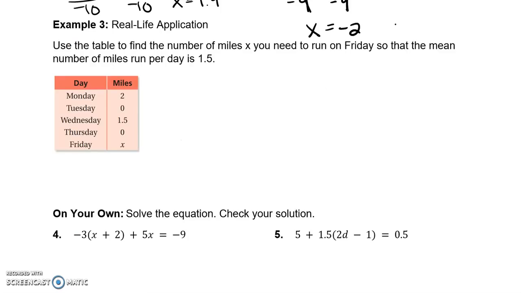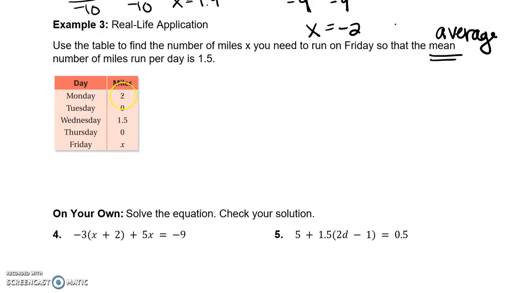All right, the last example is our real life application. So the problem says, use the table to find the number of miles x you need to run on Friday so that the mean, remember what mean means, mean is the average. So to find the average, we add them all up and divide by how many we have. The average number of miles run per day is 1.5.